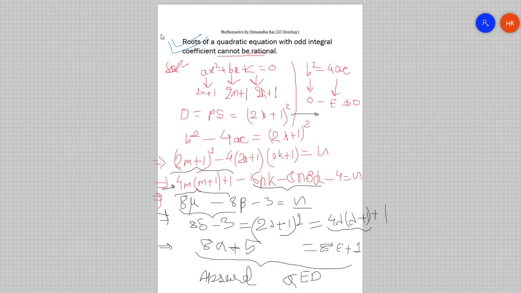You can also memorize or remember this concept and use it to crack the questions of IIT JEE.